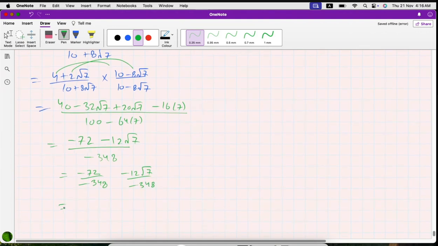And I can use the calculator to simplify. 72 divided by 348 is 6 by 29, plus 12 by 348 is 1 by 29.